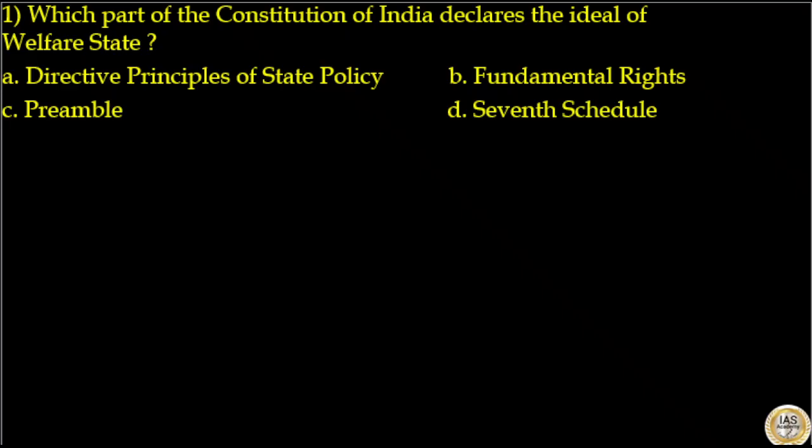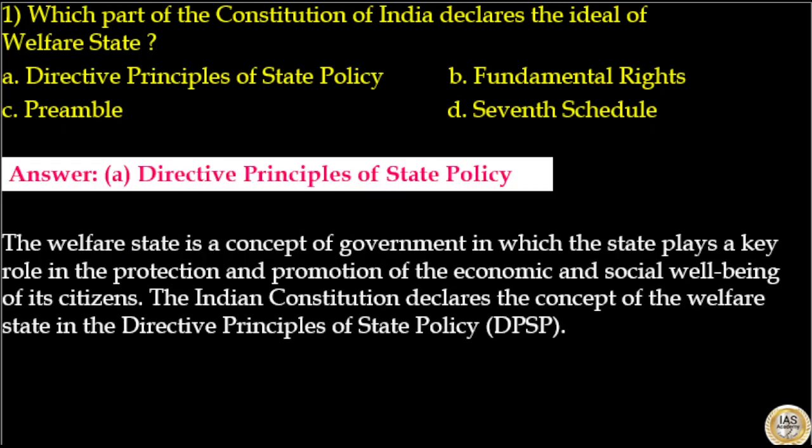Our first question is, which part of the Constitution of India declares the ideal of welfare state? Options are Directive Principles of State Policy, Fundamental Rights, Preamble and 7th Schedule. Here the answer to this question is option A, Directive Principles of State Policy.